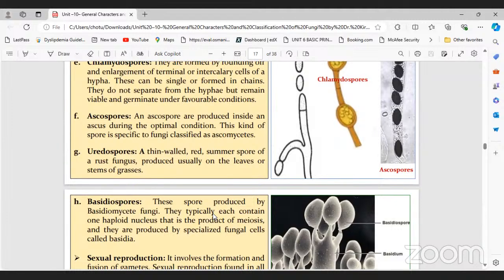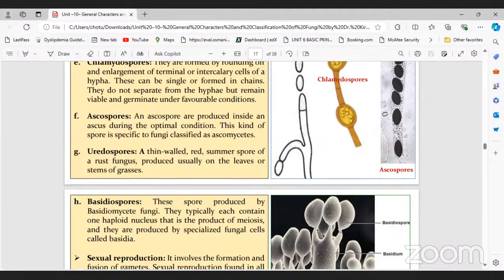Basidiospores are spores produced by Basidiomycetes fungi. They typically each contain one haploid nucleus, that is the product of meiosis, and they are produced by specialized fungal cells called the basidium. In the class Basidiomycotina, there are different types of fungi. You can study these things in detail at the Ascomycotina and Deuteromycotina time.